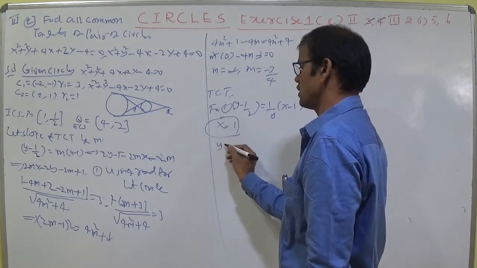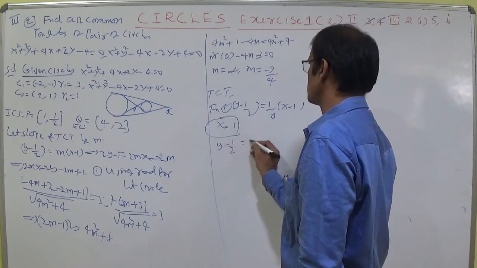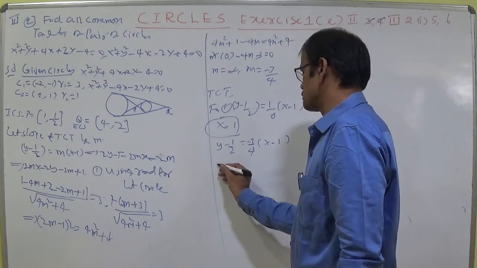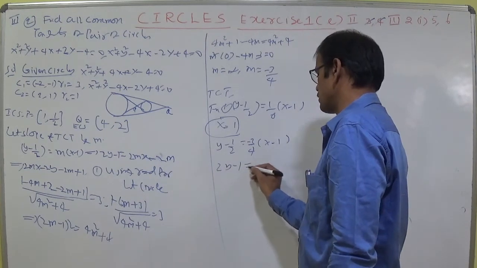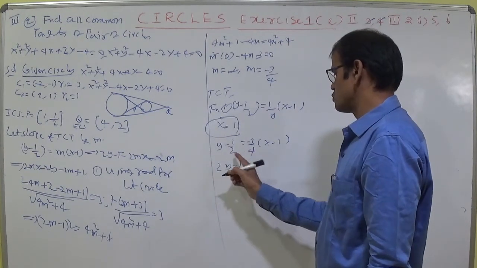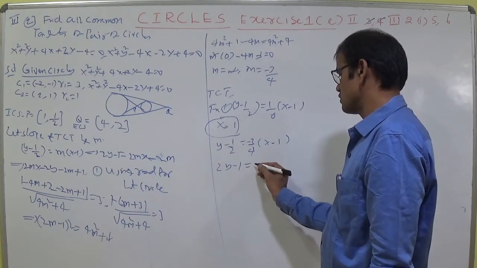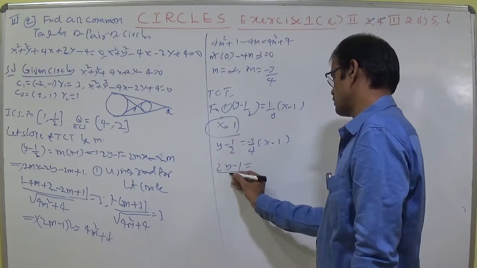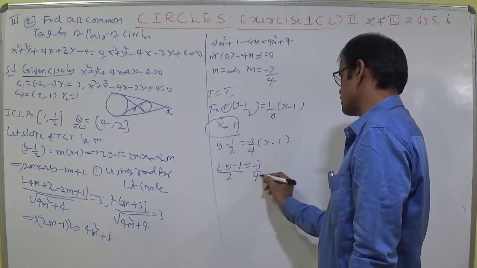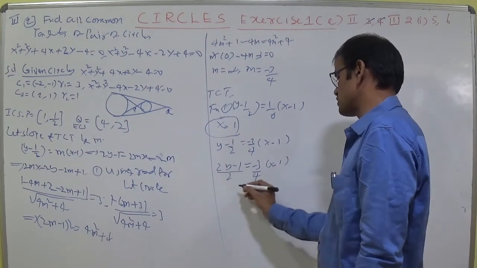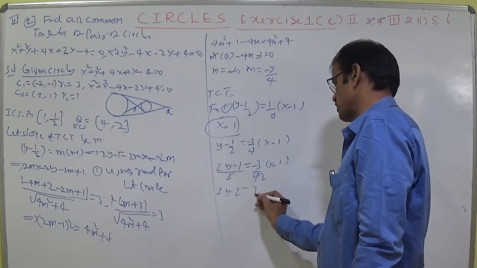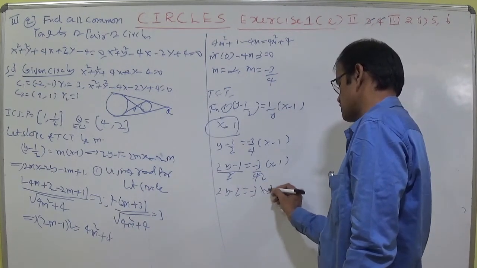And again you can write as y minus 1 by 2 is equal to minus 3 by 4 into x minus 1. So you can write here 2y minus 1 by 2, so 2y minus 2 is equal to minus 3 by 4 into x minus 1. 2 will be getting cancelled 2 times. You can write this one as 2y minus 2 is equal to minus 3x plus 3.